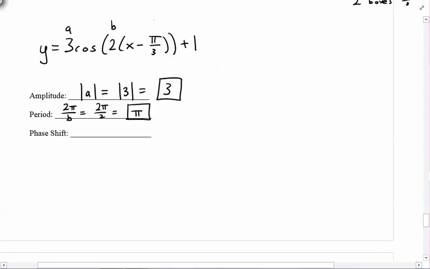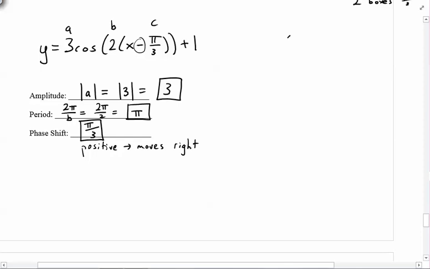And the phase shift is my c value. So the phase shift is pi over 3. I can't see that until I factor out the b. If I have a negative sign in here, then my phase shift is positive. Positive means the graph moves to the right.